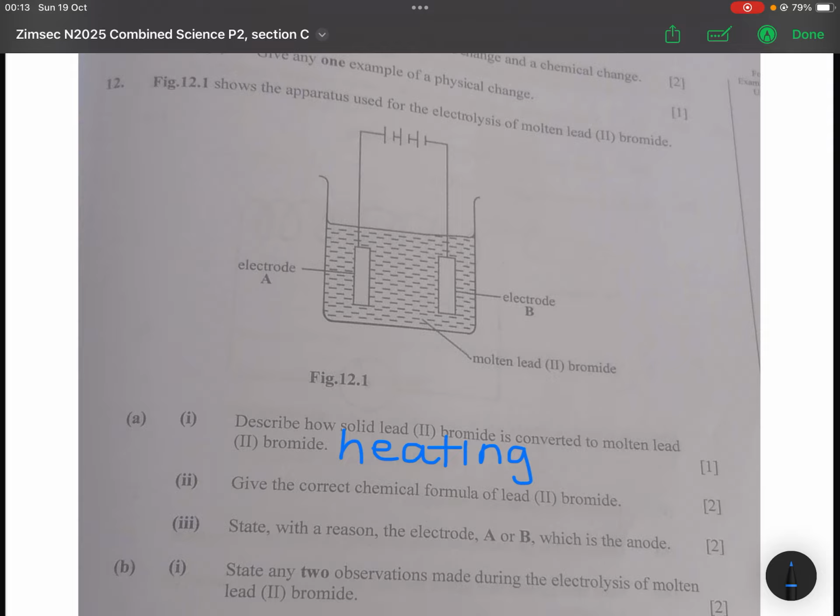And then on part 2, give the correct chemical formula of lead(II) bromide. So lead(II) bromide is going to be written like this. This is our lead and then our bromide. So this is the chemical formula of lead(II) bromide. And then on part 3, state with a reason which electrode, A or B, is the anode. So this one is the anode.